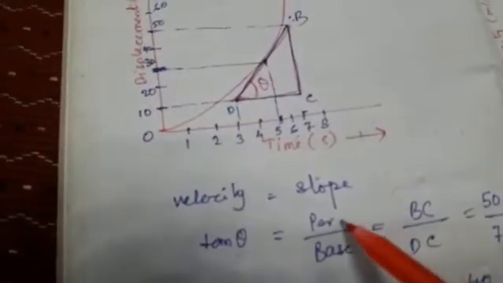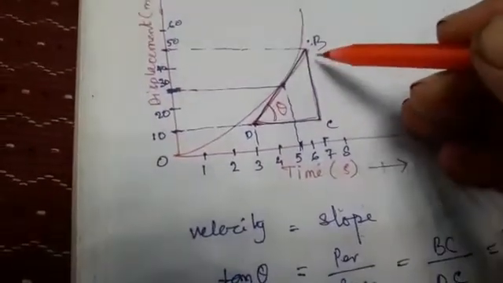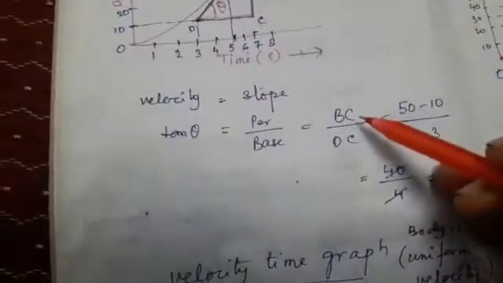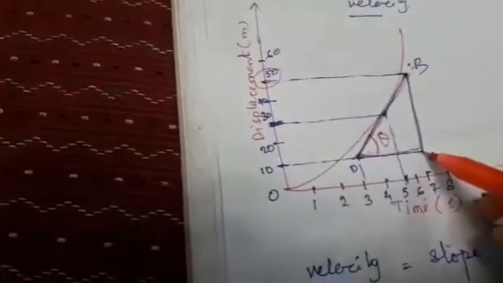So tan theta is again your perpendicular by base. Now see, perpendicular is your BC, base is your DC, so put that as BC by DC. Now what is BC? You see this is B, you extend it, you will get 50 here, right? And see, C is a point, you extend it, you are getting 10 here. So what is this BC? This BC is nothing but this distance, that is 50 minus 10, right?